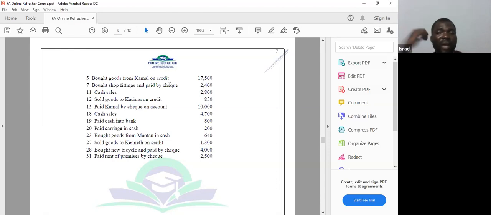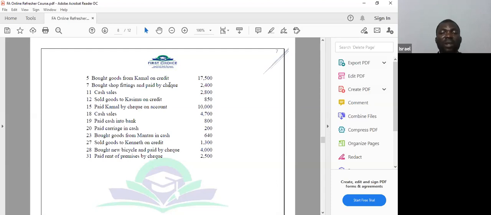Either you transact a business on credit or on cash. On credit means that you are transacting the business, you are granting the service to the person, but the person will pay you in the future. That's what we call a credit transaction. But if you render a service and you receive your payment immediately, that is what we call a cash transaction. So the first one that we have looked at is the cash transaction. Now the second one is the credit transaction.